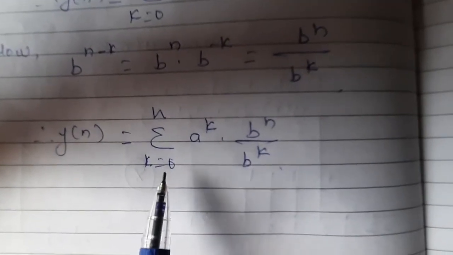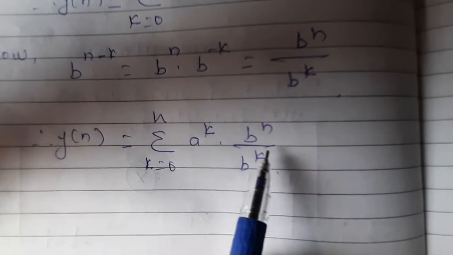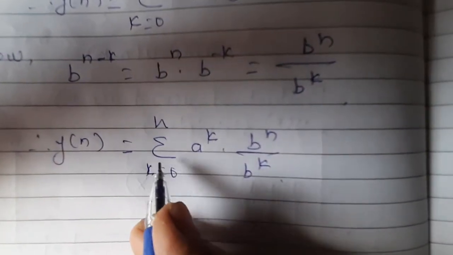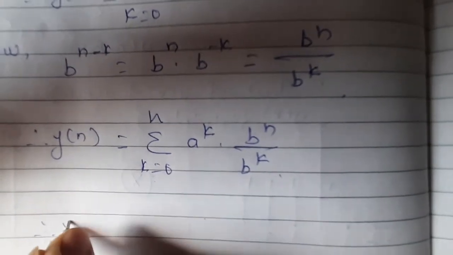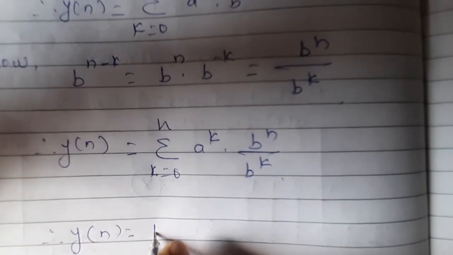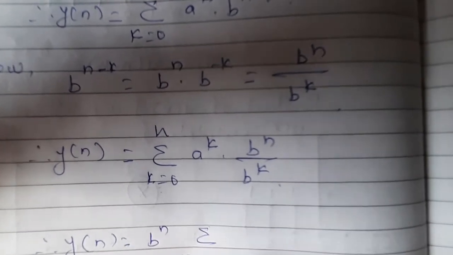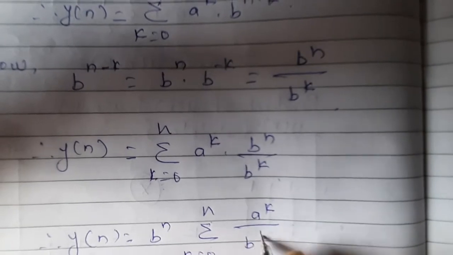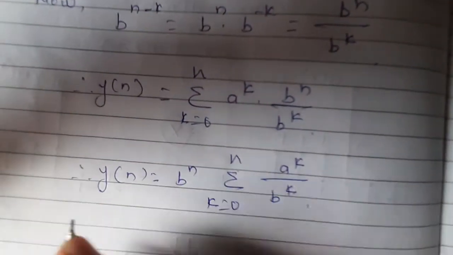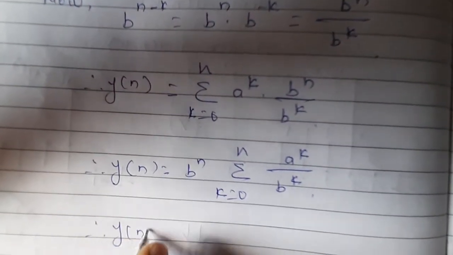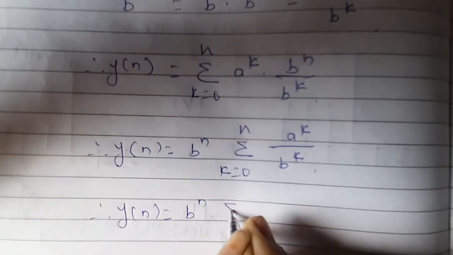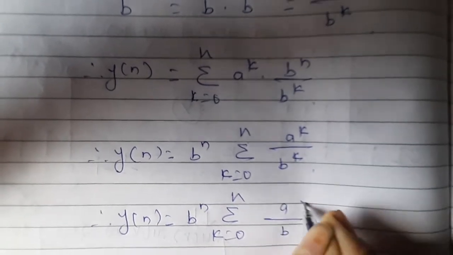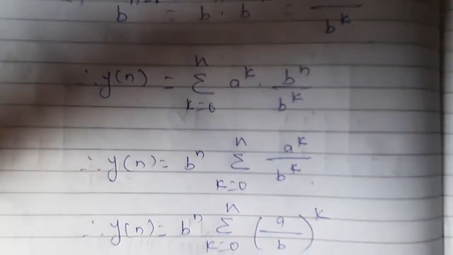Here summation is in the terms of k, so we take this b raised to n outside the summation sign. So it is b raised to n, summation k changes from 0 to n, a raised to k divided by b raised to k. So we can also write y of n is equal to b raised to n summation of (a by b) raised to k.